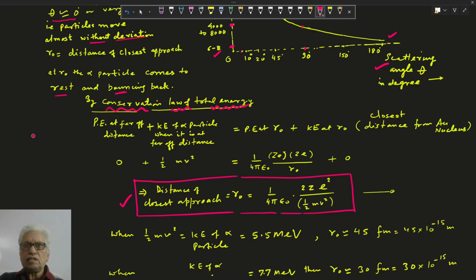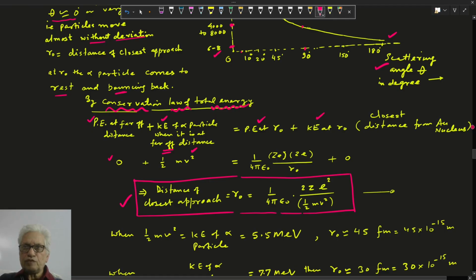Here we are deriving the expression for the distance of closest approach by the conservation law of energy: potential energy and kinetic energy when the alpha particle is at a far off distance, and potential energy and kinetic energy at the distance of closest approach from the gold nucleus. When it is at a far off, quite large distance, the potential energy is approximately zero, and there is only the kinetic energy of the particle. The potential energy at the distance of closest approach is K Q1 Q2 / r.